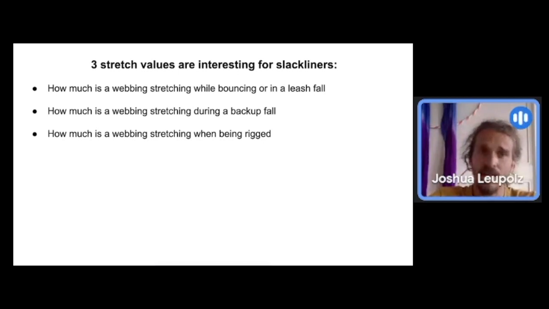And then the second value, which I think is interesting for us, safety related, is the stretch during a backup fall. Because there are backup fall calculators. Panos did one, which is really nice. But the problem is always what stretch value do you enter in it? Because in the end, a backup fall is also happening quite fast. So depending on how long your line is and how stretchy your webbing is, you get the maximum peak loads within 1 to 3 seconds. Sometimes maybe even faster. So it's pretty much shock loading the webbing and not stretching out slowly.